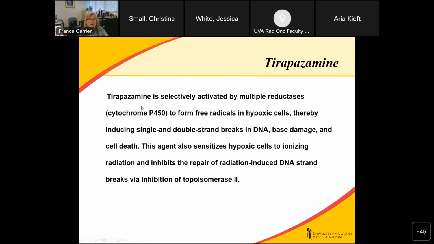So this tirapazamine is selectively activated by multiple reductases, mainly cytochrome P450, and can form free radicals in hypoxic cells that would induce single and double strand breaks, base damage, and cell death. So you can see how that would be effective. And it can also sensitize the cells to ionizing radiation by inhibiting the repair of radiation-induced DNA strand breaks, because it can also inhibit topoisomerase II.